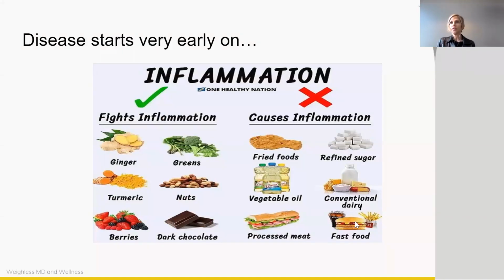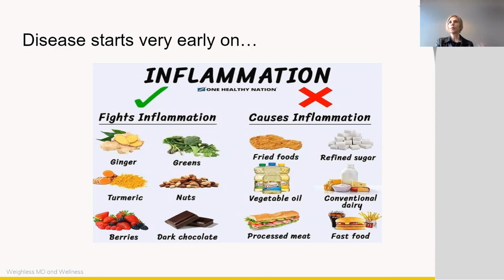So disease starts very, very early on, way before we even start to feel it, and certainly way before it's found in any type of diagnostic testing that's done in the medical world we live in. Certain foods that we're eating, the standard American diet, are causing inflammation. There are certain foods that fight inflammation. The standard American diet produces inflammation.